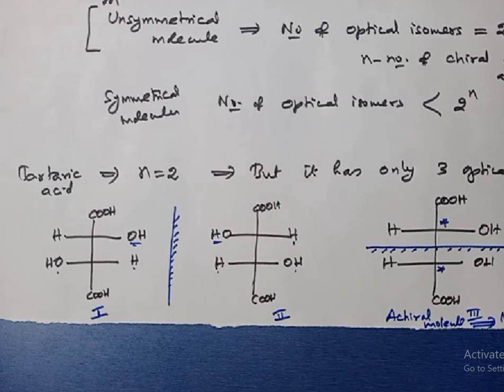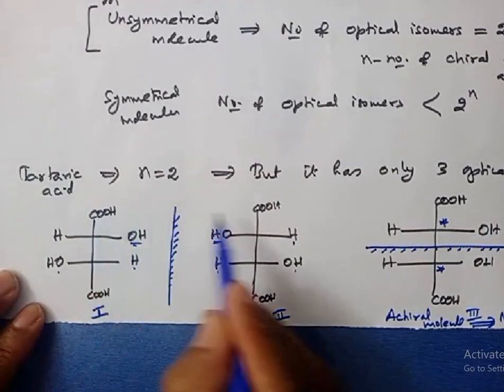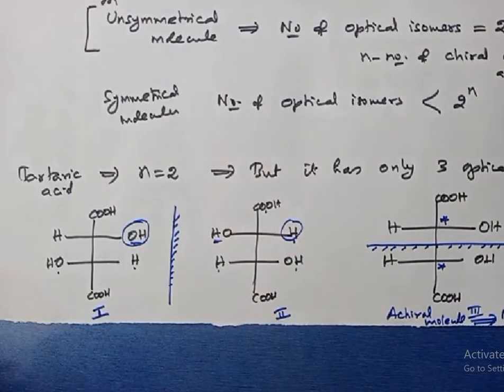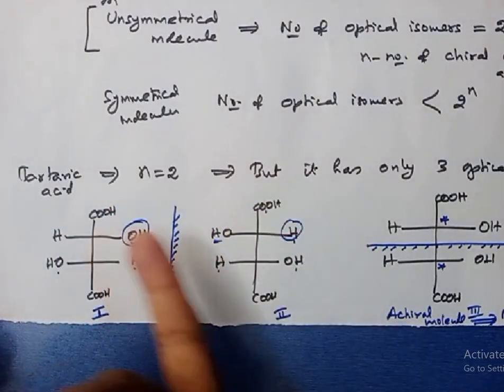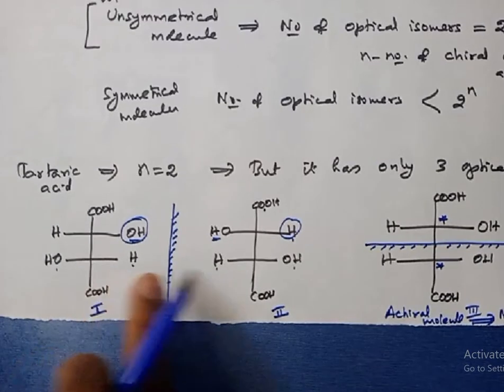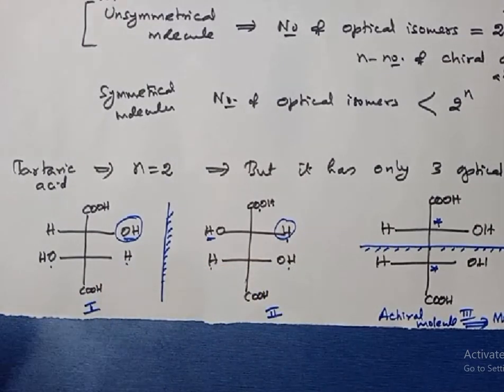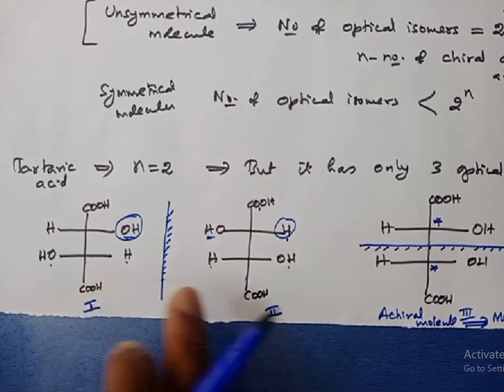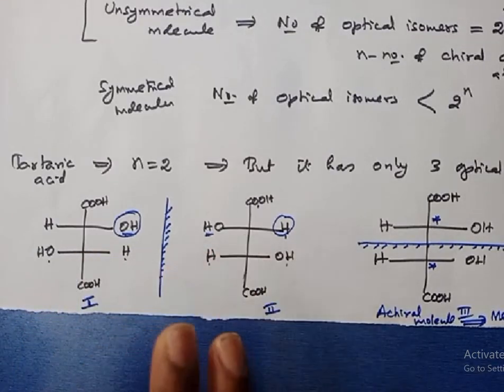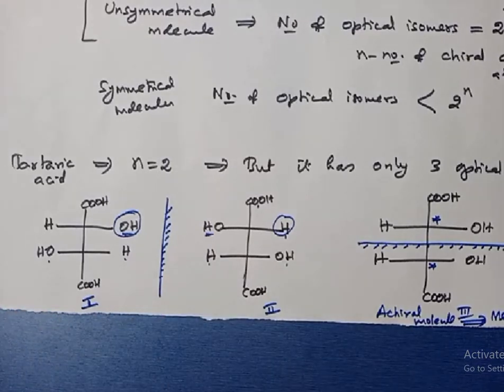Exactly. COH will superimpose, but on the right hand side I have OH, while here I have a hydrogen atom on the right hand side. So if I keep it exactly over this, they do not superimpose. That means they have an object and mirror image relationship, but they are non-superimposable. Therefore, what does this indicate, students? Structure 1 and structure 2 have an object and mirror image relationship, but are non-superimposable. What does this indicate?